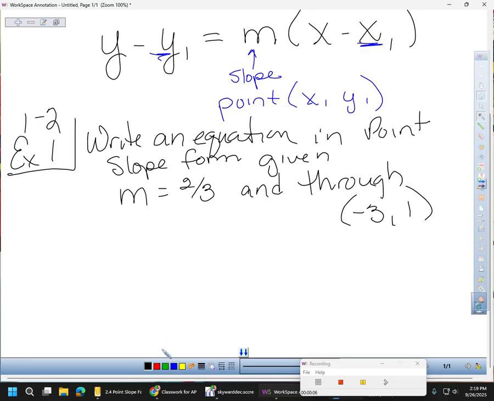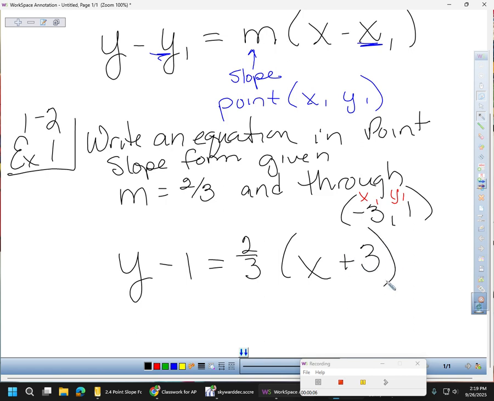All right, so first of all, this is my x1, y1. And this is the equation we use. Y minus y1 is 1 equals m, my m is 2/3, times x minus x1. Now, if I put a -3 in here, what happens to that beautiful sign? So it becomes +3. Boom, you're done. All you have to do for 1 and 2.